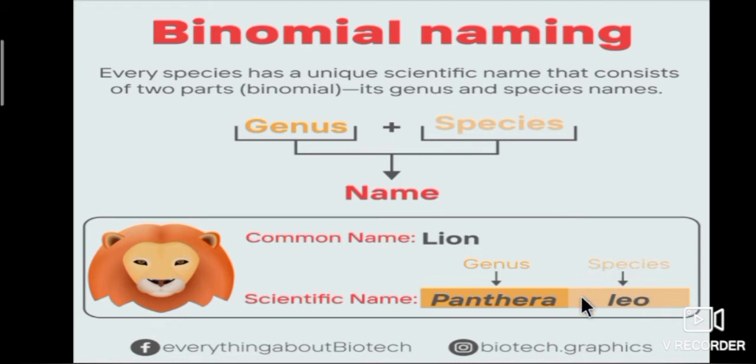So once again I repeat, binomial nomenclature is a universal system of naming organisms. As per this system, each organism has two names. The first name is the genus name and the second name is the species name. Genus name should start with a capital letter. Species name begins with a small letter.